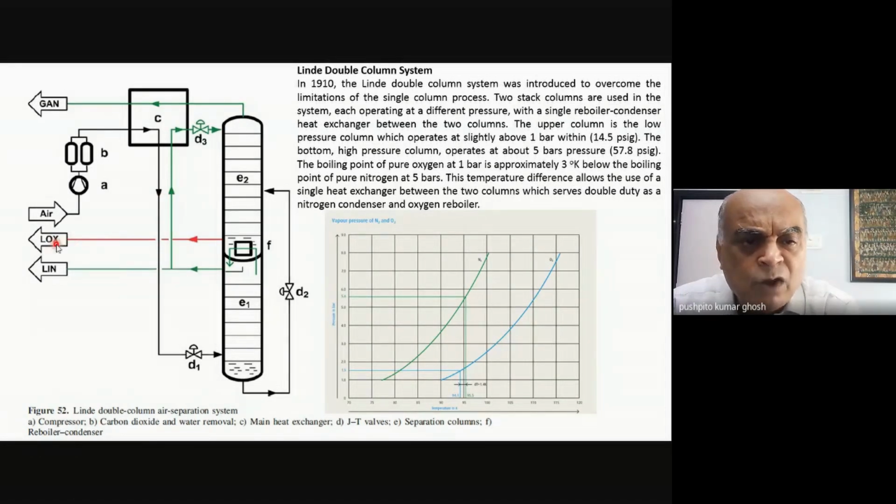Naturally, if I have both of these as liquid, they're gone. I can't recover that. I can't cool this incoming air with these streams because those are being drawn off as liquids. So I can only do it from this stream which is going into the top column and the nitrogen which is coming out from here. That's it. That's what I can do.